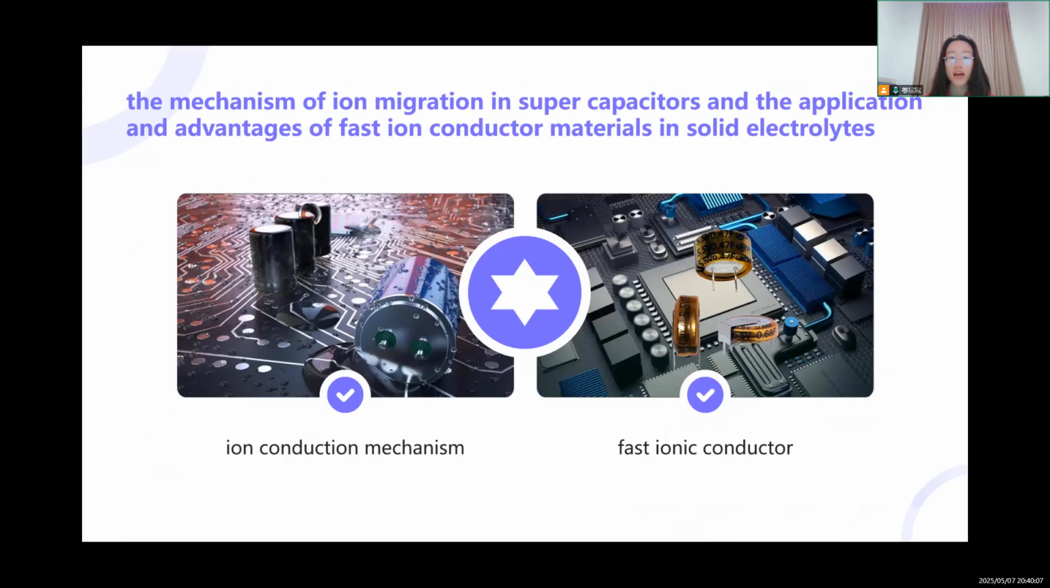Amorphous polymers have relatively high ionic conductivity. And then for the fast ionic conductor, solid electrolytes are used in high-performance supercapacitors. Beta aluminum, sodium ion conductor, and gamma silver iodide offer high temperature tolerance and high conductivity. The performance depends on the ion migration activation energy and the vacancy mechanisms in the crystal structure.